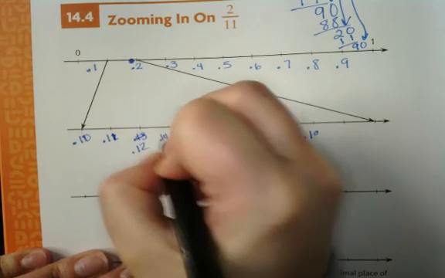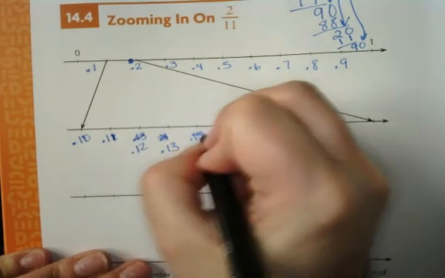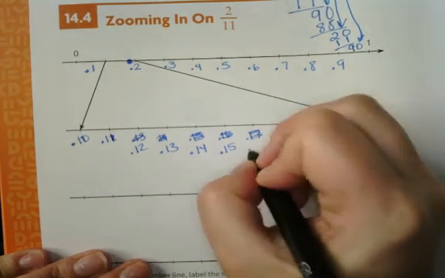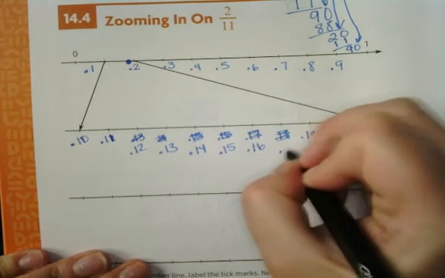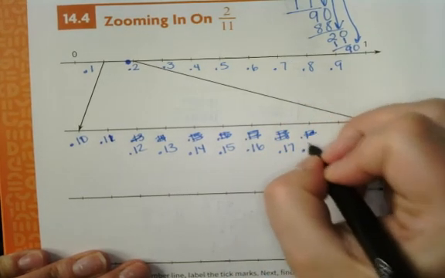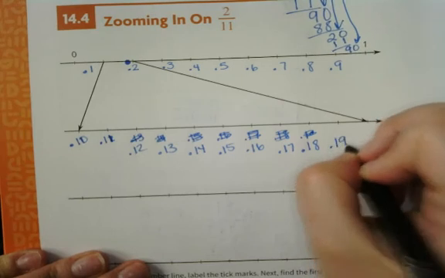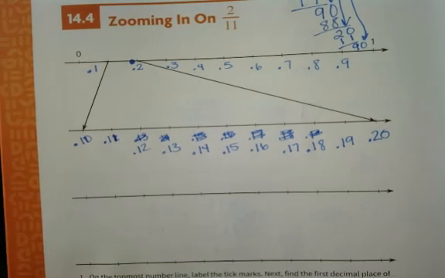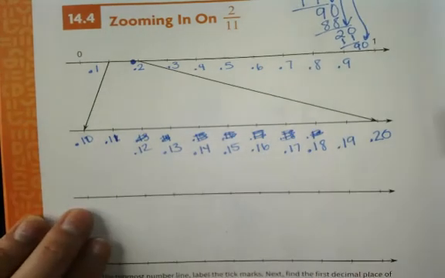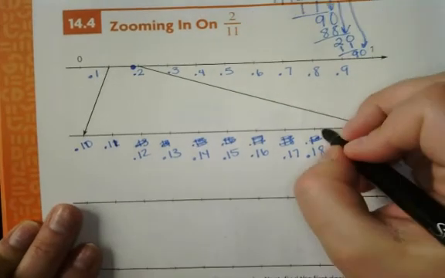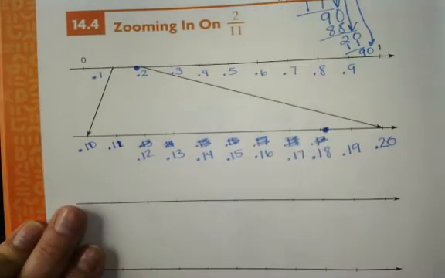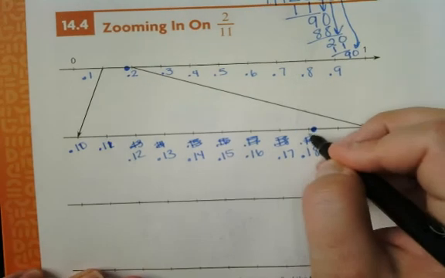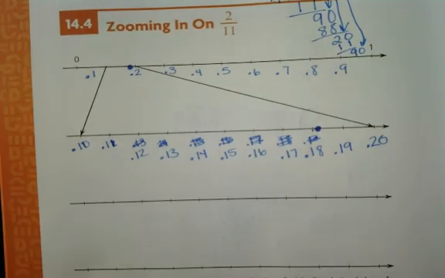I missed a number. 0.10, 0.11, 0.12, 0.13, 0.14, 0.15, 0.16. Sorry about that, guys. Okay, so now on this, where does that number go? Well, it goes here-ish, okay?